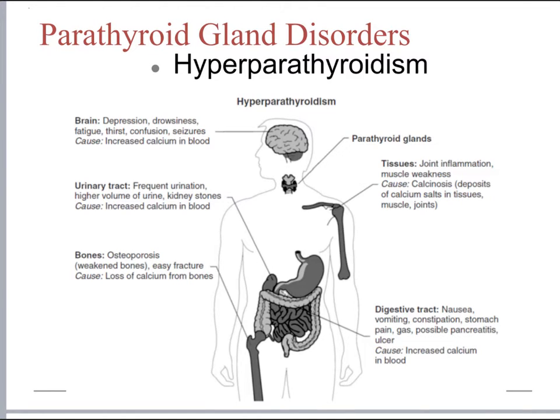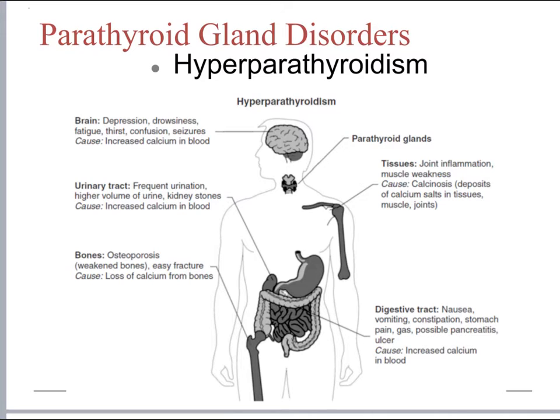Following hypoparathyroidism, it makes sense to discuss hyperparathyroidism, so an overactive parathyroid. With this condition, the symptoms usually take a really long time to develop, but when they do occur, they more commonly include fragile bones, kidney stones, and excessive urination. But we can see the effects of hyperparathyroidism on the entire body, like the brain, where we get depression, drowsiness, fatigue, thirst, confusion, and seizures, and this is again due to increased calcium in the blood. In the urinary tract, again, kidney stones, frequent urination, and higher volume of urine, again due to increased calcium in the blood.